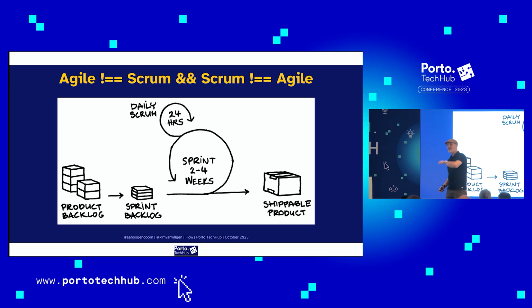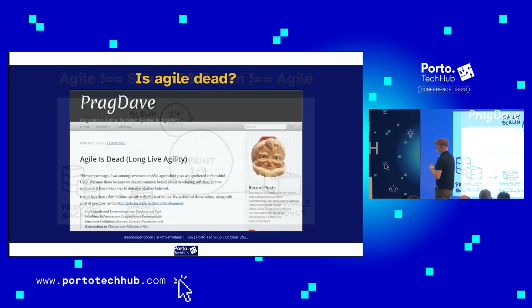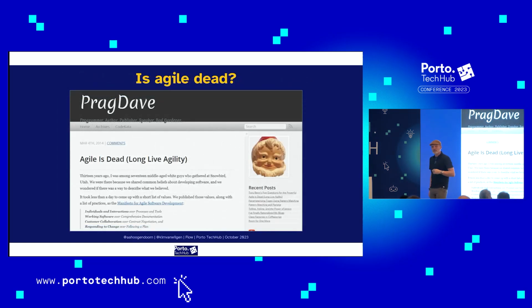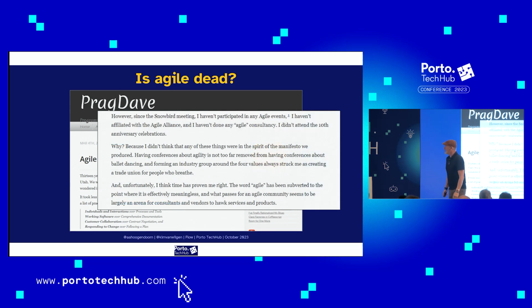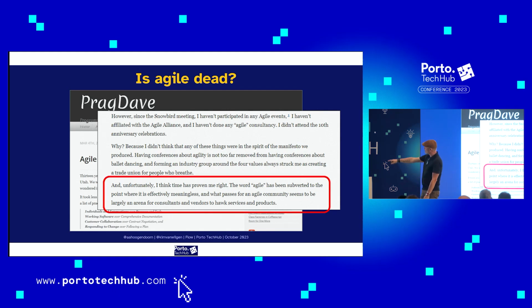And then came everybody else in the industry that said, you know what, we can make tons of money out of this stuff, right? And that's a good thing. So let's try and do that. And then people who originally signed the Agile Manifesto, they sort of stepped out. Dave Thomas says, unfortunately, I think time has proven me right. The word agile has been subverted to the point where it's effectively meaningless.